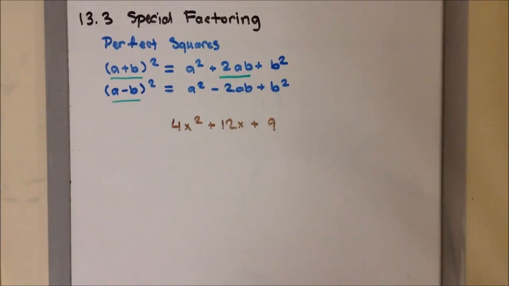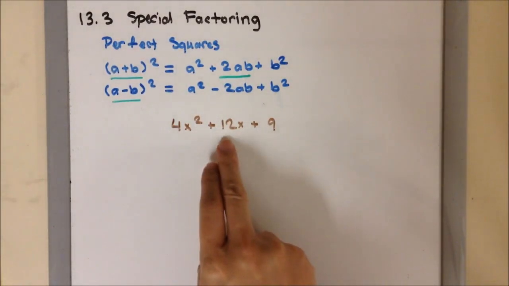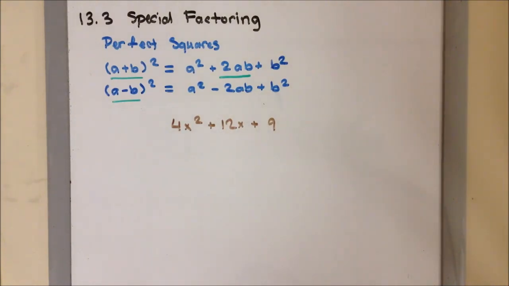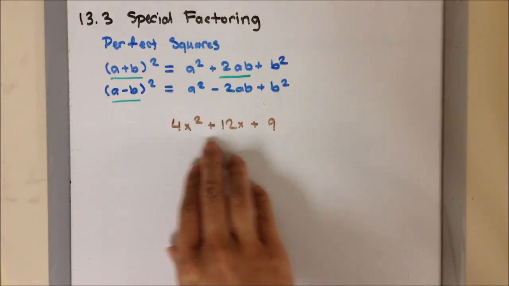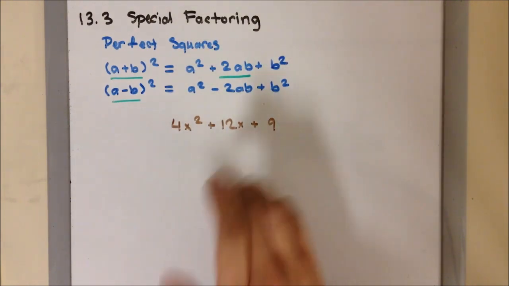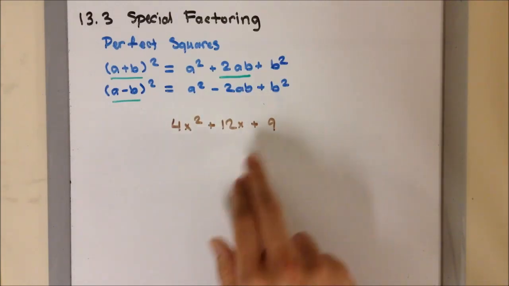Let's take a look at this trinomial. We have 4x squared plus 12x plus 9. Now, what you can do is check if there's a GCF, but there's nothing in common between 4, 12, and 9, nor variables, because this one doesn't have an x.